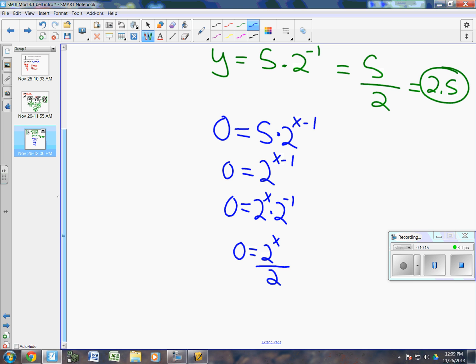Say that again. Yeah, anytime you have a negative exponent, you're going to move that whole thing. If it's in the numerator, you move it to the denominator and make it positive. So I move the 2 to the negative 1 to the bottom and make it 2 to the positive 1 power. Well, 2 to the positive 1 power is just 2. So then I have that. Let me ask you this, you guys. If I multiply both sides by 2 right now, I get 0 equals 2 to the x. Can you guys think of a number I can put in for x and go 2 to that power gives me 0?